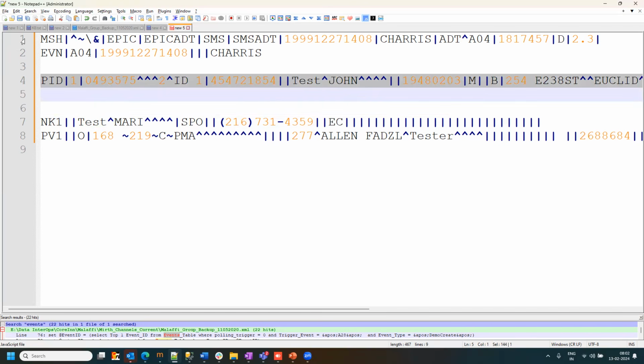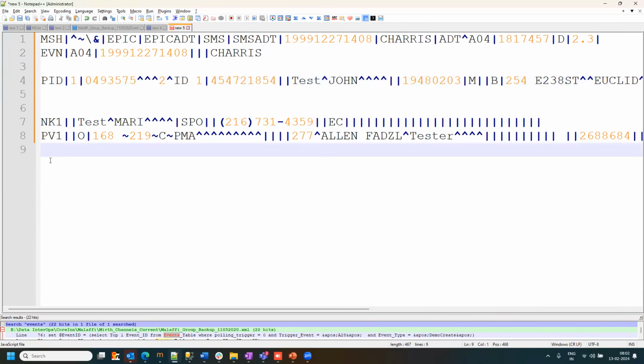So every HL7 message will have segments. Segments are divided into fields. Each field has a number, which is nothing but field sequencing or field positioning. And PID 5 is always dedicated for patient.